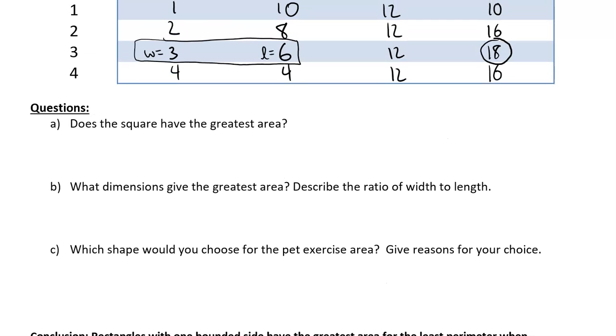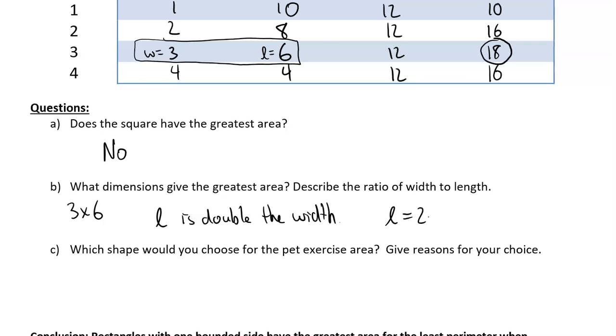Does the square have the greatest area? No. What dimensions give the greatest area? The length is double the width. It was a 3 by 6 that gave us the greatest area. So describing the ratio would be saying the length is equal to 2 times the width. That would be one way to say that.